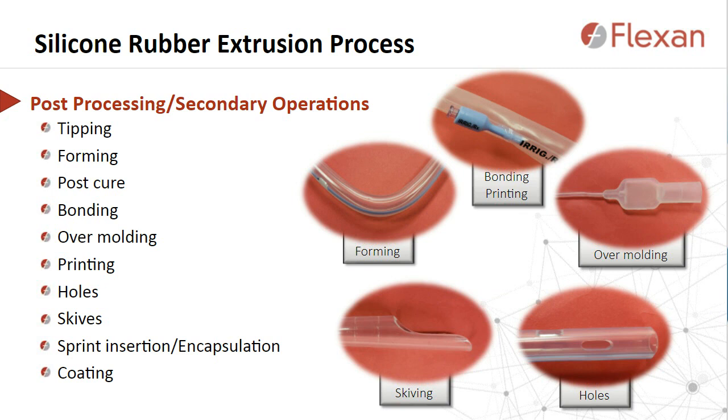Bonding. Many medical applications require silicone to be bonded to other components, such as luers or valves. Silicone may also be bonded to other silicone. Bonding to silicone requires careful selection of adhesives and may require primers or special preparations of substrates.